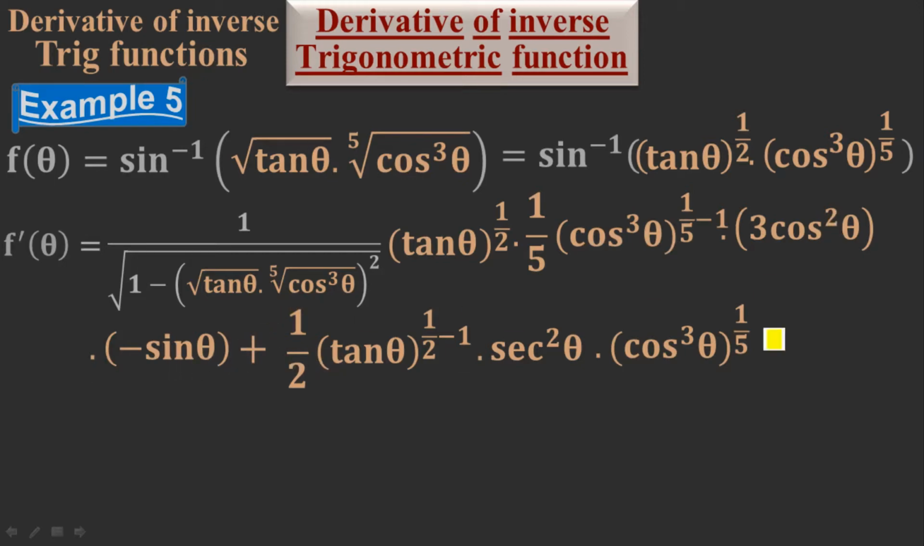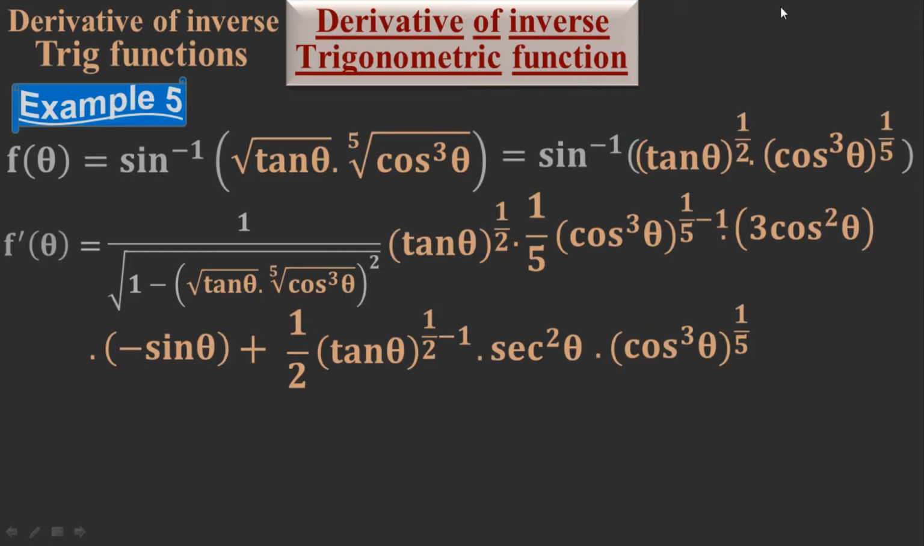And on the right side, now to take the derivative of this function, which is tangent theta to the 1/2. It is like x to the 1/2. Apply the power rule here. It equals to 1/2 into tangent theta to the 1/2 minus 1. And then times the derivative of the inner function, which is tangent theta. So derivative of tangent theta is secant square theta. And then times, put the other function as it is.